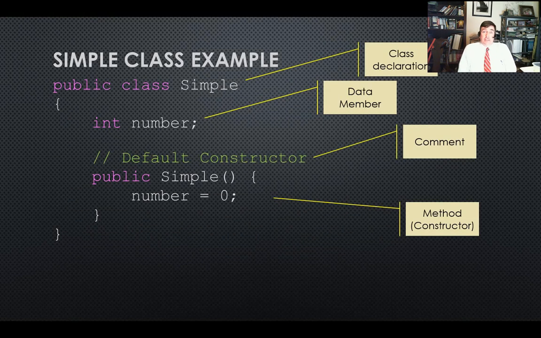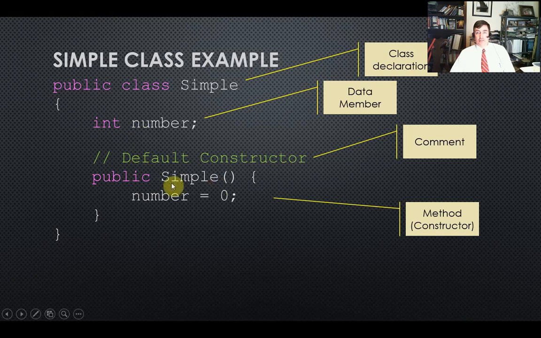So here's another simple class. This class is named Simple. So now we've gone over pretty much everything in it. So we read this right to left. Simple is a class which is public. That's its access specifier. It's delineated by these curly braces. It has one attribute which is named number of type integer. So number is an integer.